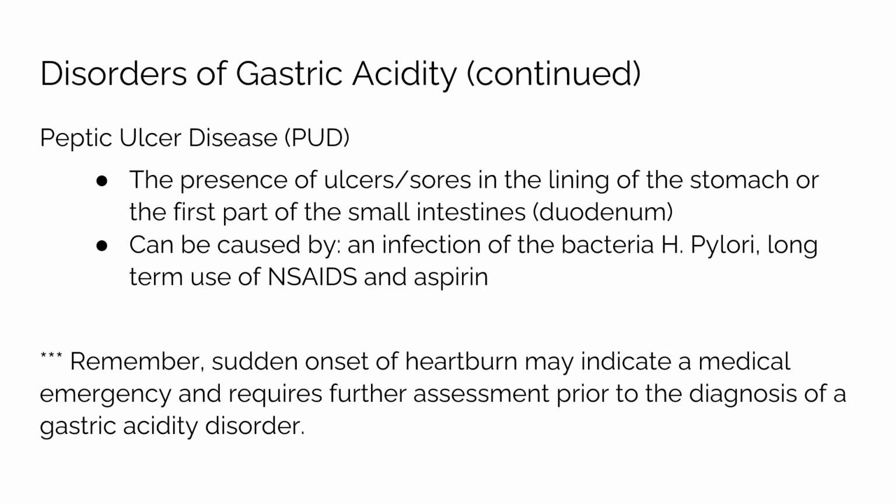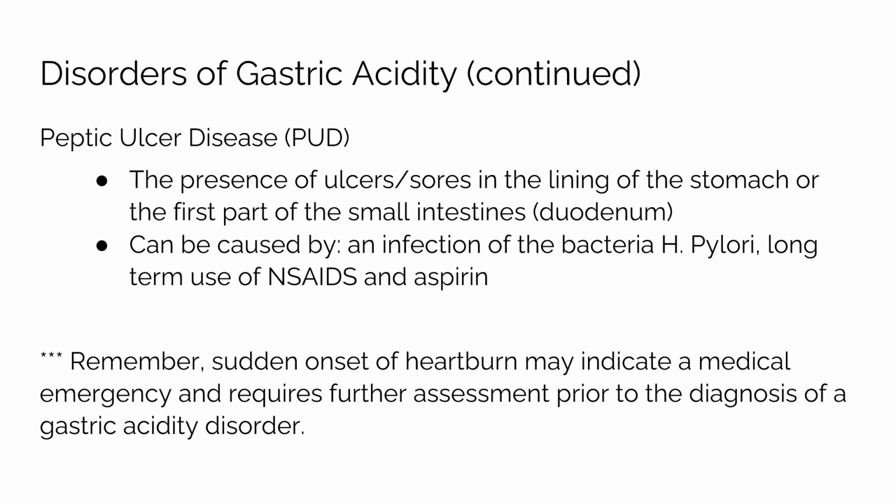Disorders of gastric acidity continued. Peptic ulcer disease, also known as PUD, involves open sores or ulcers in the lining of the stomach or duodenum, so that first part of the small intestine. This can be caused by an infection of the bacteria H. pylori, as well as long-term use of NSAIDs and aspirin. Also, smoking and alcohol use could contribute.